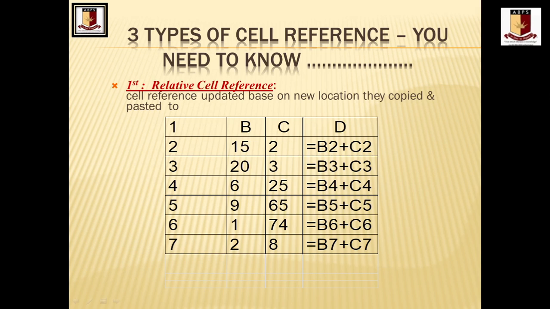How? Like this is B2 plus C2. When you copy and paste it in other cells, automatically this becomes B3 plus C3, B4 plus C4, B5 plus C5, and so on, wherever you paste that formula in the same column. So Excel changes that formula relatively. So that is called relative cell reference.